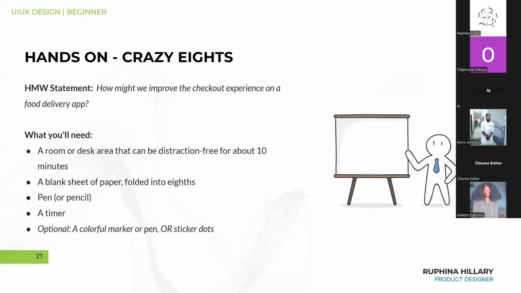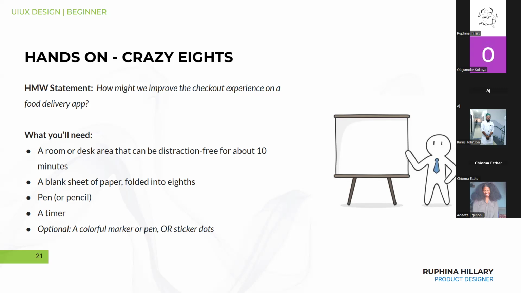So usually you get a blank sheet of paper, probably an A4 paper. You fold it into 8 sections. You can use a pen or your paper. Then you have a timer, an 8 minute timer, then you can use your pen, colorful markers, or stickers, anything you want to make it as fancy as possible or however you like it. That's for the crazy eight. This is what you will need in a crazy eight session.